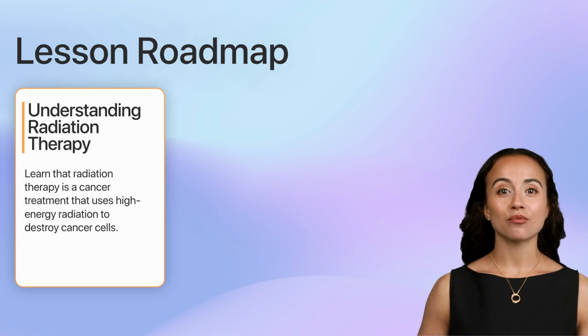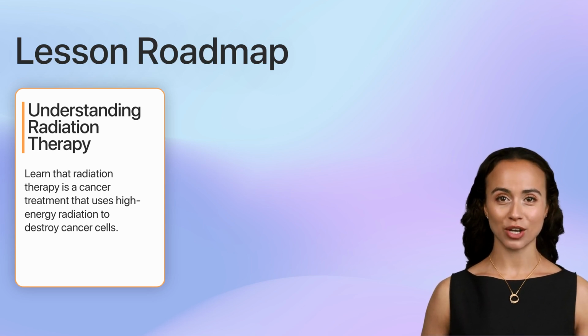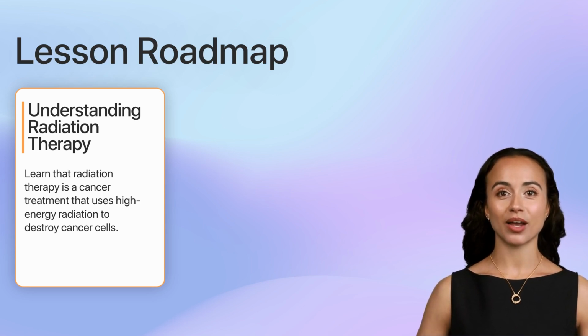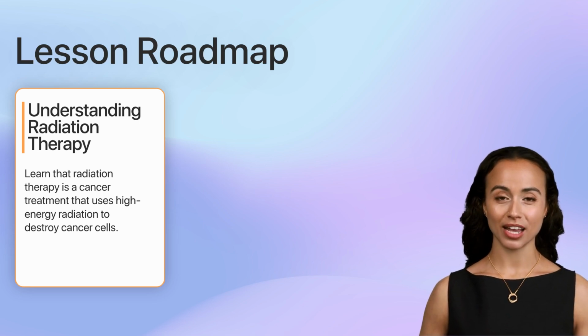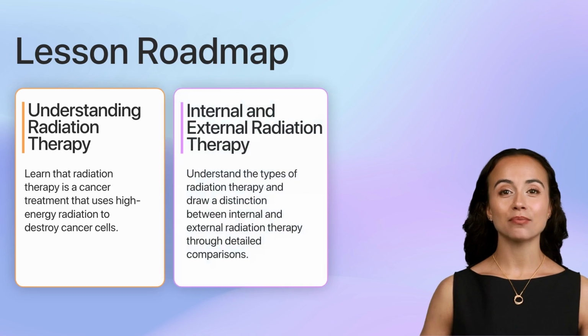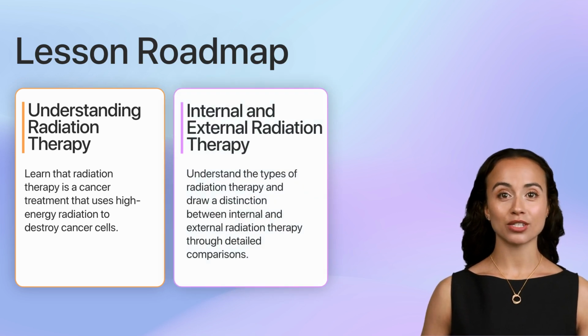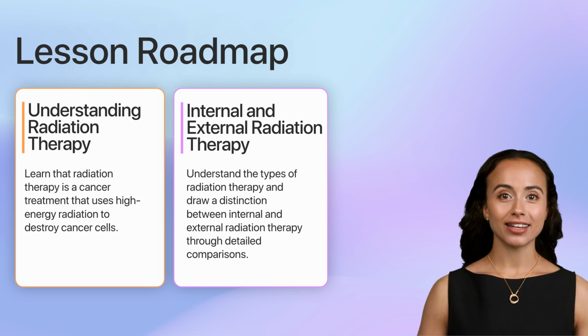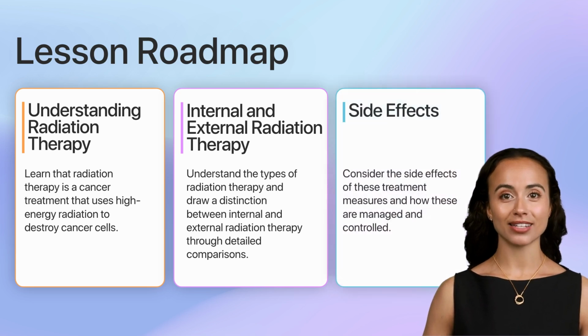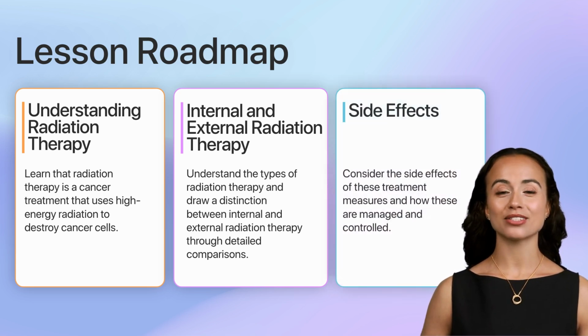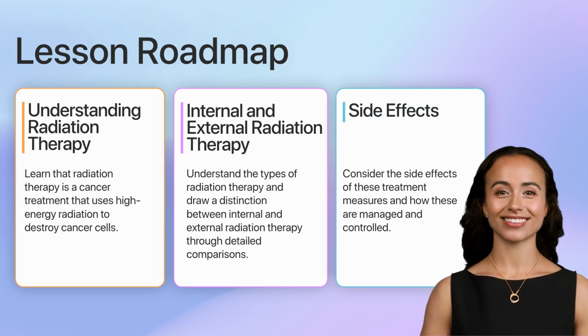Today we will learn that radiation therapy is a cancer treatment that uses high-energy radiation to destroy cancer cells. Then we will understand the types of radiation therapy and draw a distinction between internal and external radiation therapy through detailed comparisons. Finally, we will consider the side effects of these treatment measures and how these are managed and controlled.